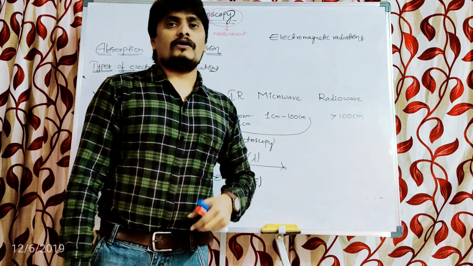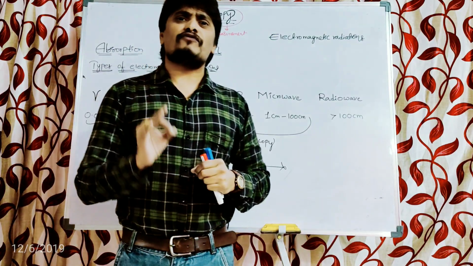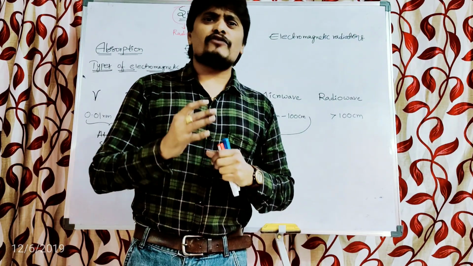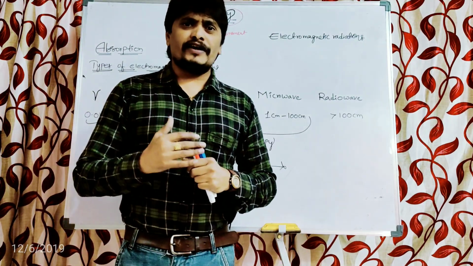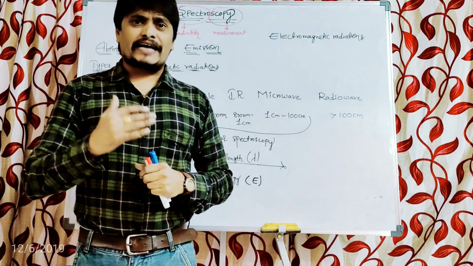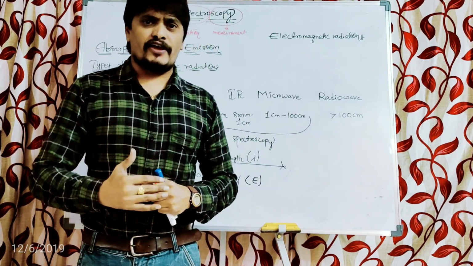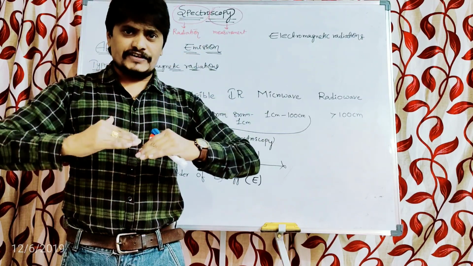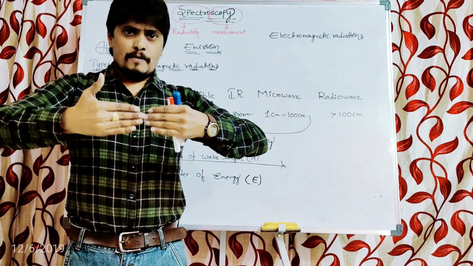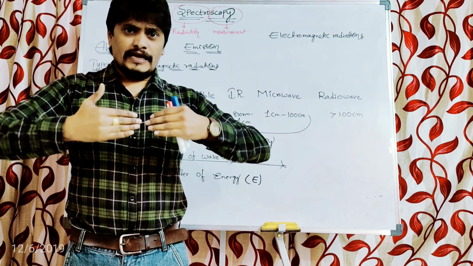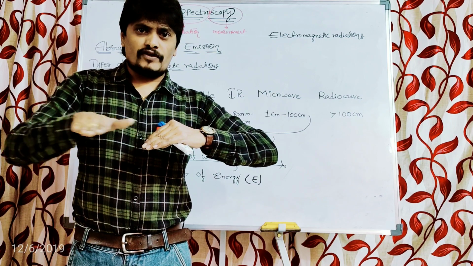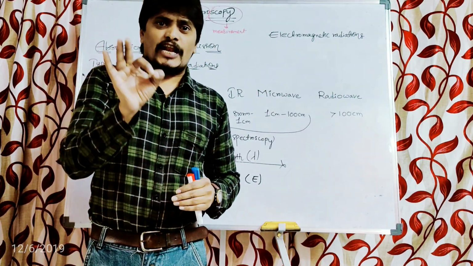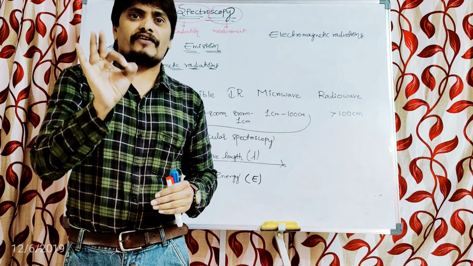In order to discuss electromagnetic radiation, first of all, we have to discuss electromagnetic waves. So what are electromagnetic waves? These are the waves in which the electrical field is perpendicular to the magnetic field, which in turn is perpendicular to the propagation of the wave. The radiations with respect to these electromagnetic waves are called electromagnetic radiations.